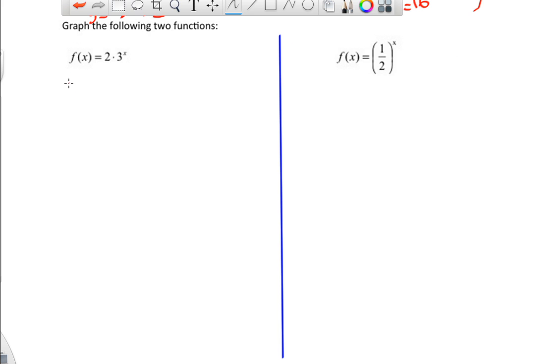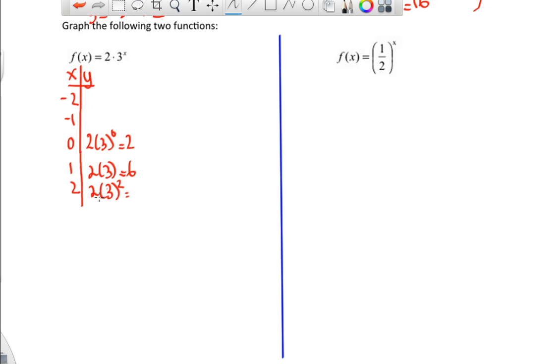You can just make a table for it, as far as I'm concerned. If you know what an exponential looks like, you can do this with transformations, but you can just plug in some values and see what happens. So 0 is easy. You should get 2 times 3 to the power of 0, which is just 2. Here we get 3 to the first, which is 3, so that's 6. And then here we get 3 squared, which is 9 times 2 is 18.